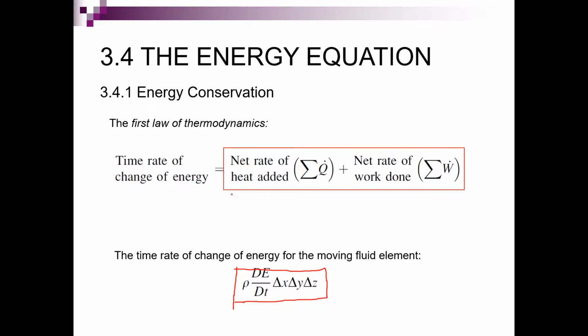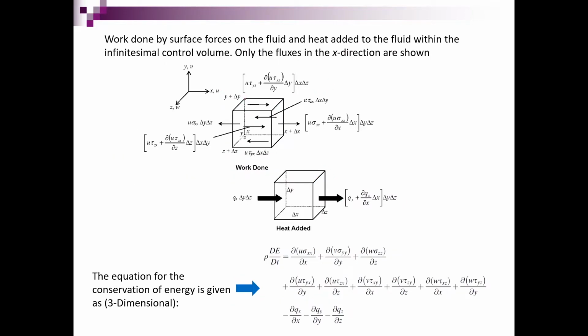The net rate of heat added is the net rate of heat addition to the fluid within the control volume. Meanwhile, the terms on the right are the net rate of work done by surface forces on the fluid. This figure shows the work done by the surface forces on the fluid, and the second shows the heat added to the fluid within the control volumes. For this case, it only shows one component, the x direction.